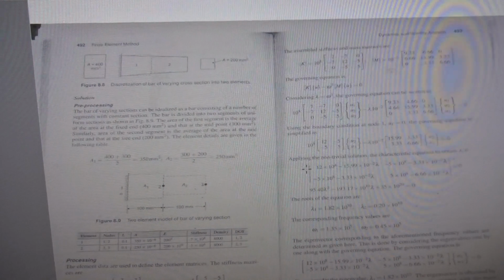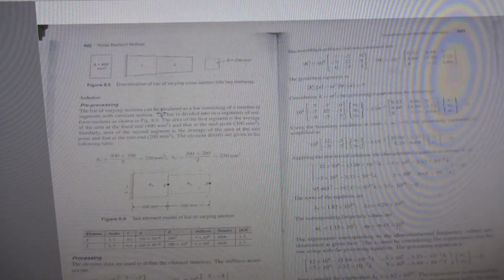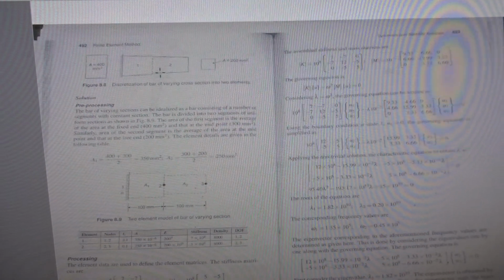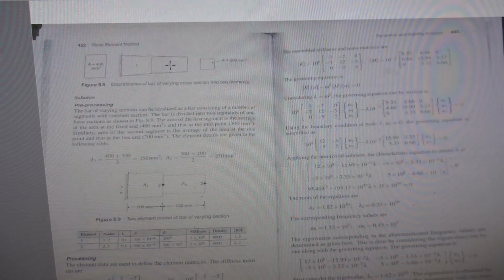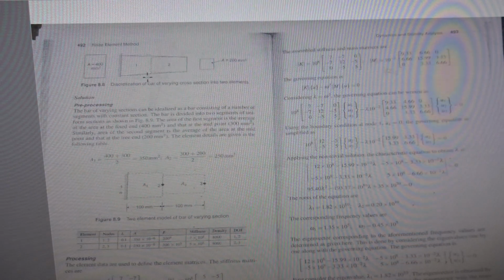Now I start one question. It is a tapered bar. How can we find the frequency? So A1 is the area, A2 is the area, L is the length. In this case, it is divided into two elements, element 1 and element 2.